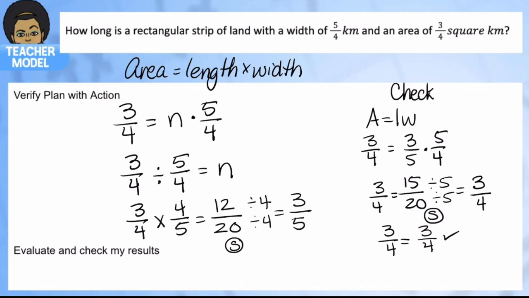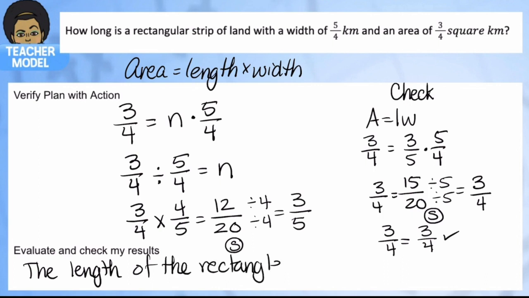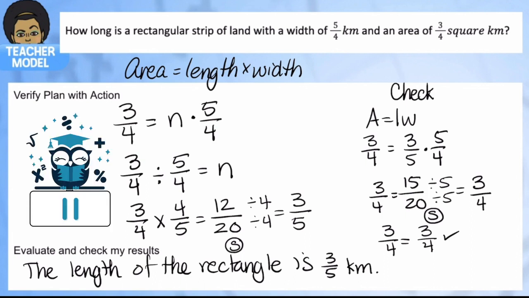So let's write this down in a full sentence. The length of the rectangle, I can speak faster than I write, is 3/5 kilometers. There is my final answer. So I'm going to hit pause so you can jot this down into your notes.